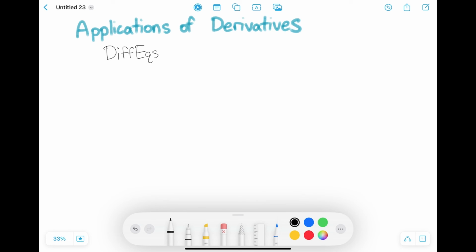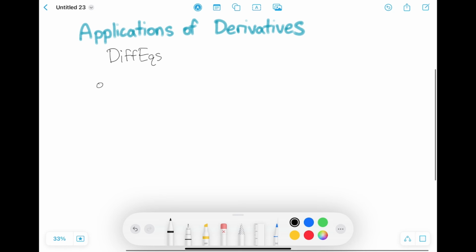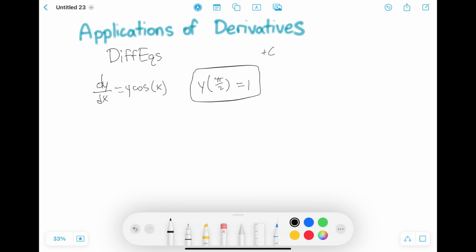So let's take the following equation. dy over dx is equal to y times the cosine of x, and we're told that y of pi over 2 is equal to 1. Now we want to solve for the specific equation for this. Since this problem involves integrating, we're going to have a plus c at the end, where c is some constant. Whenever we solve this, we normally get a general form of the solution. Then when we have a specific point that we know and we plug it in to solve for c, that becomes the specific solution.